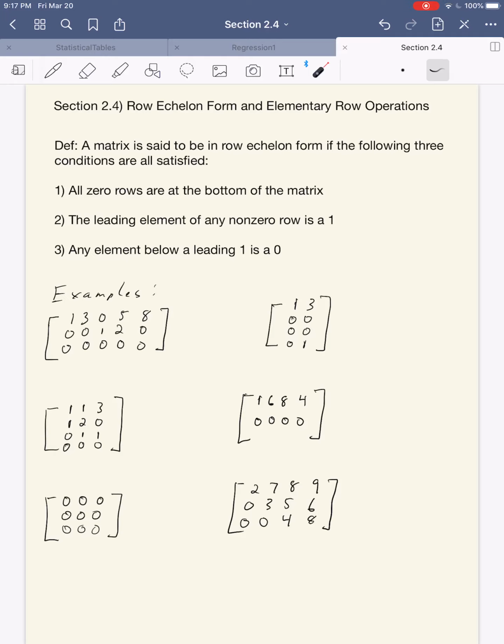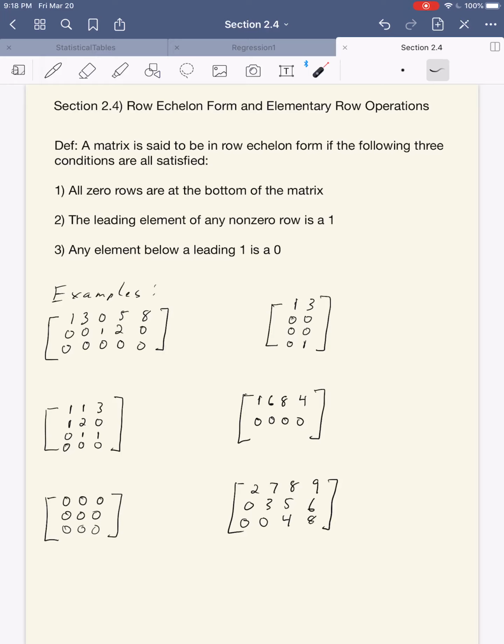So to begin with, we've got a definition here. We're defining what it means to be in row echelon form. A matrix is said to be in row echelon form if three conditions are satisfied. You have to have all the zero rows, if there are any, at the bottom of the matrix. The leading element of any non-zero row must be a 1, and any element below a leading 1 is a 0. So those three conditions are what it means for something to be in row echelon form.